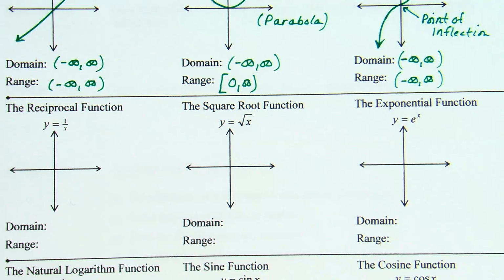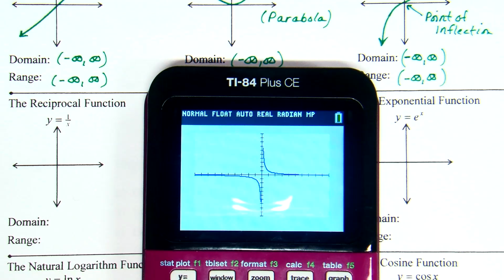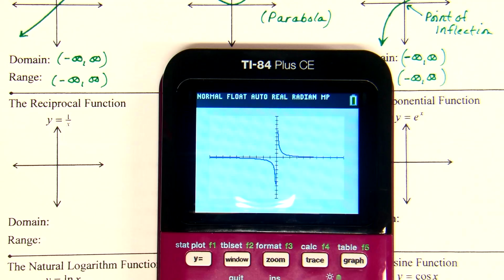Okay. Reciprocal function. 1 divided by x. You can do a fraction, 1 over x, or you can do 1 divided by x. Mine shows up as this. Did you kind of figure out what it's doing?